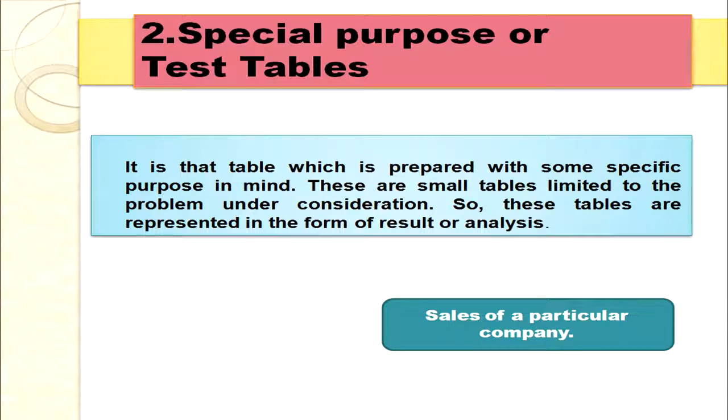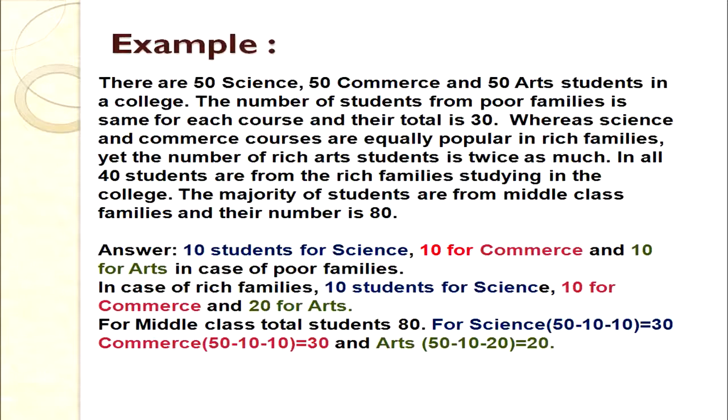Suppose I want to know about sales of a particular company, then it is a small table. It will relate to 12 months from January to December, and here we are going to record the sales, that is all, a small table. So, we now know what is a general purpose table and a special purpose table. Once we know different types of tables, we can discuss how to construct a table. Let us see with the help of an example. Now, we have done the parts of a table, I know how to do it, what are the different parts of the table. After that, I have learned the different types of table, I can construct a table. So, when we talk about the example over here, there are 50 science, 50 commerce and 50 art students in a college.